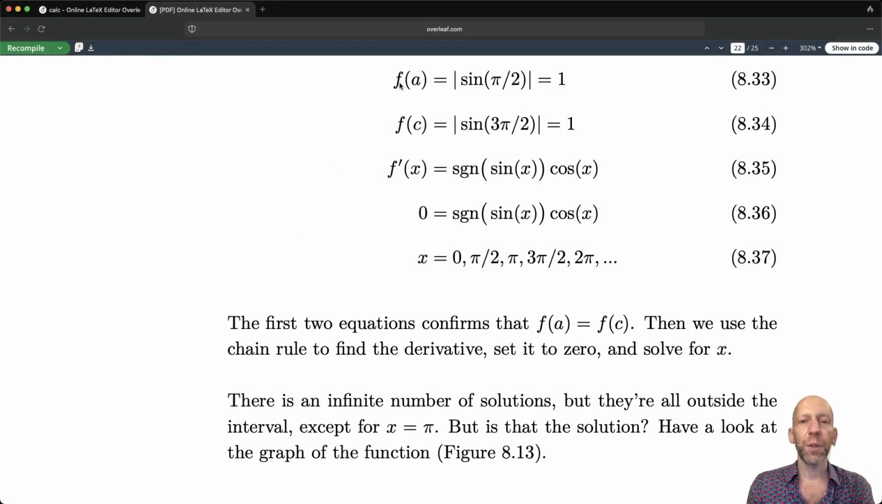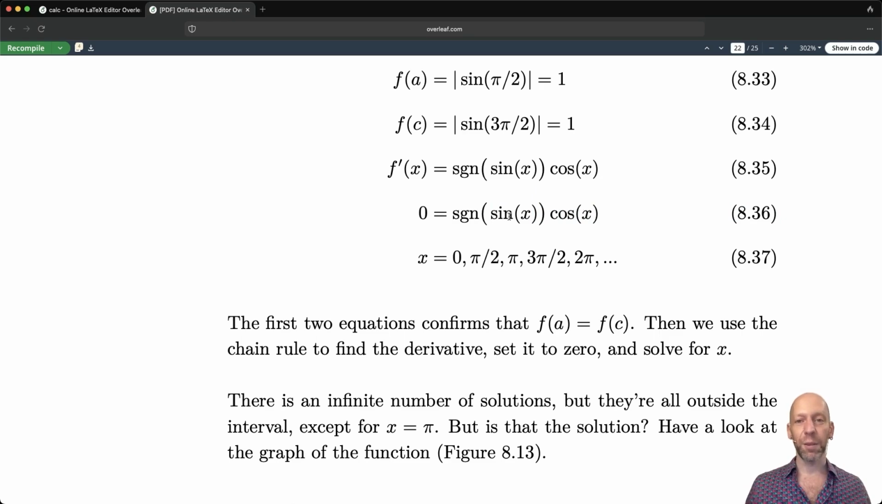So here, these first two equations, this is just confirming that f of a equals f of c. And then here is where we set up the problem. So this is the derivative of the function, which you also saw in SymPy. Here we set it to 0, and then we just solve. So you don't actually need to solve for x. You can just use your understanding of trig functions to know that when either the sine or the cosine equals 0, then this expression is true. Okay, so we have the product of two terms.